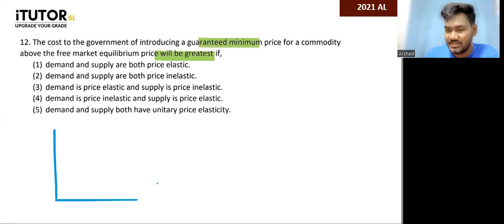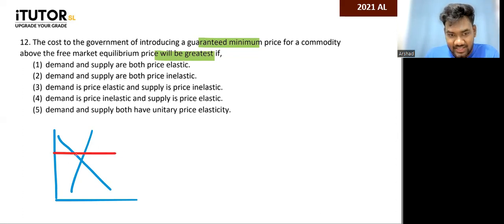I'll draw two situations. I'll draw inelastic demand and inelastic supply. It's a steeper curve. Government comes and does what? Government comes and puts a minimum price. So then this is the quantity demanded. This is the quantity supplied. So government's expenditure is this area. This is when it is inelastic.